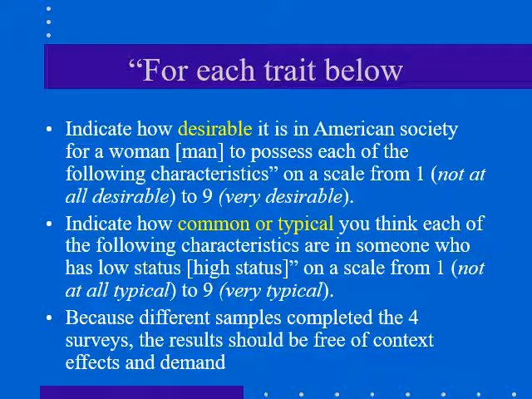Because different samples completed different surveys, the results should be relatively free of context effects and demand. And demand is really big. When you ask people to cough up their gender stereotypes, they can do it. They know how the culture thinks about men and women, and they basically oblige on demand, right? So it's important to do that. Context effects just mean that responding to how typical or how desirable something is for women could cloud your responses to how typical or desirable something is of a man. It leaks into it and contaminates your answer, right? So we try to get rid of all that by having people fill out a separate survey depending on the condition.